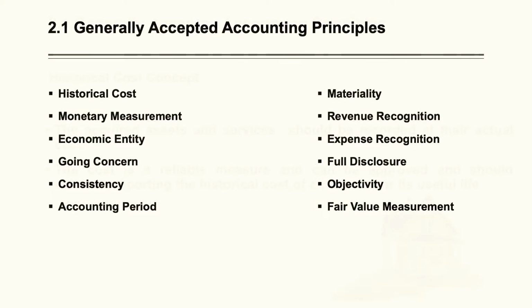So this GAAP, we have altogether 12 concepts. All right, let me highlight again. We have altogether 12 concepts in this generally accepted accounting principle. Let me start with the first one, historical cost concept. Second, monetary measurement, followed by economic entity, going concern, consistency, accounting period, materiality, revenue recognition, expense recognition, full disclosure, objectivity, and lastly fair value measurement.